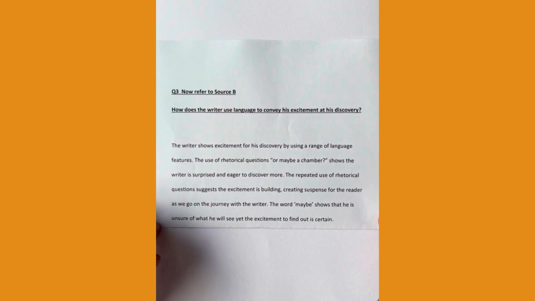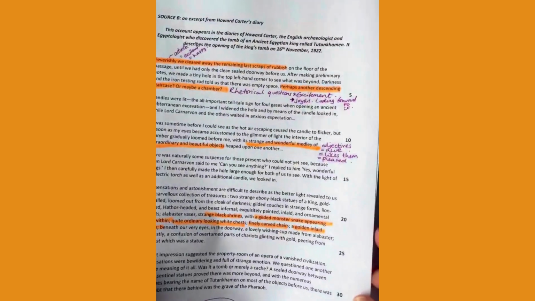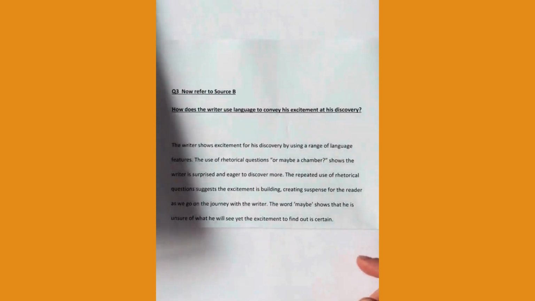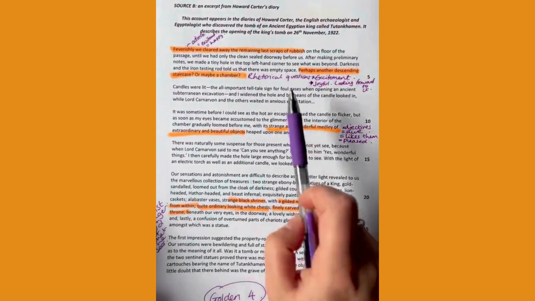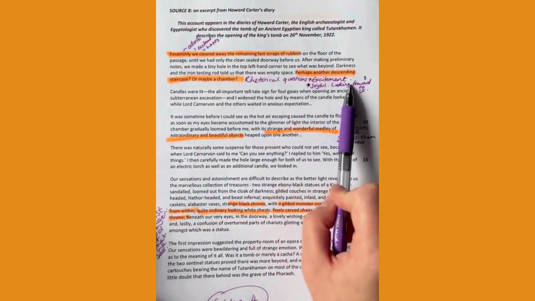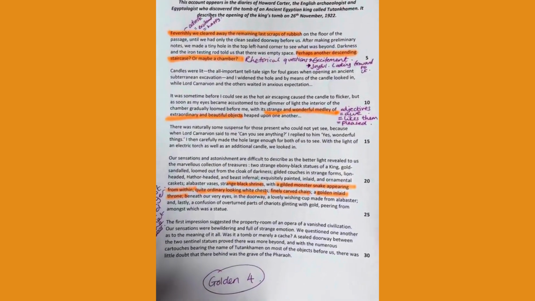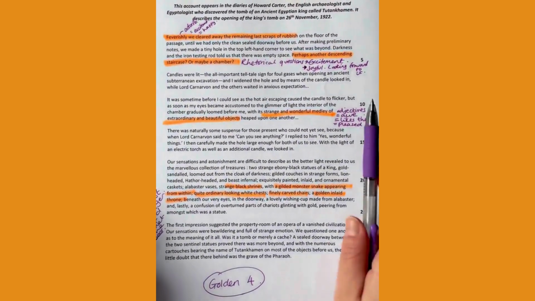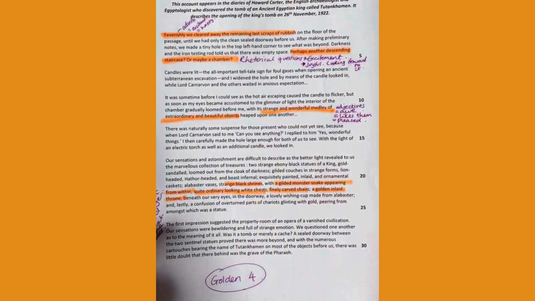So it's important to remember that we've done all the prep work. So we are just literally turning this into sentences. So if we take the rhetorical questions, we've said it's rhetorical questions. We said that it showed that he was looking forward to it, that he was excitable, that he was eager and surprised to see more. So we're taking that and turning it into a paragraph.